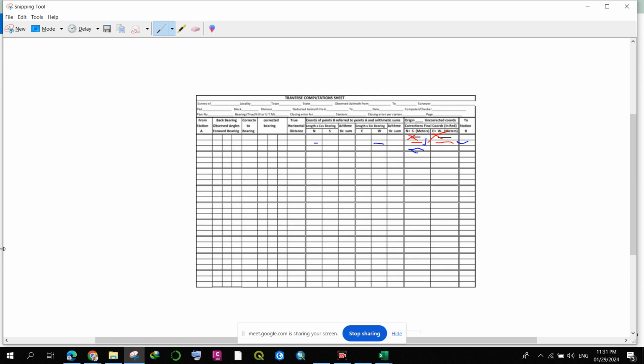So did you get that now? It's not something that is very hard. It's just like you're going forward and you're going backward. So that's all for the traverse computation.